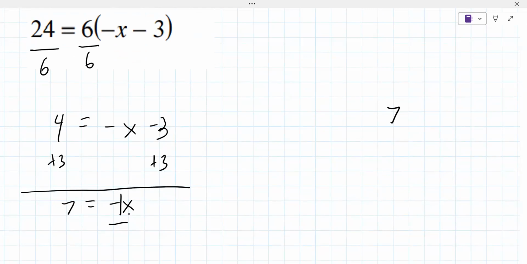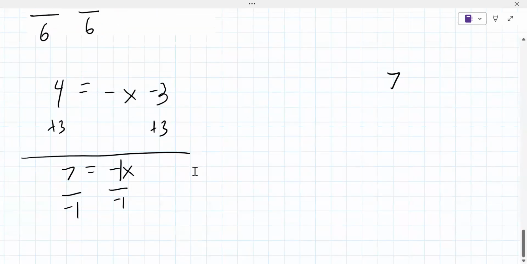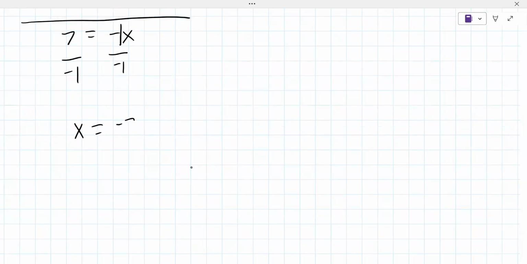You divide by -1. You divide by whatever number is in front of the variable. So in this case, x equals -7. All right, let's take a step back here and have you try this one.